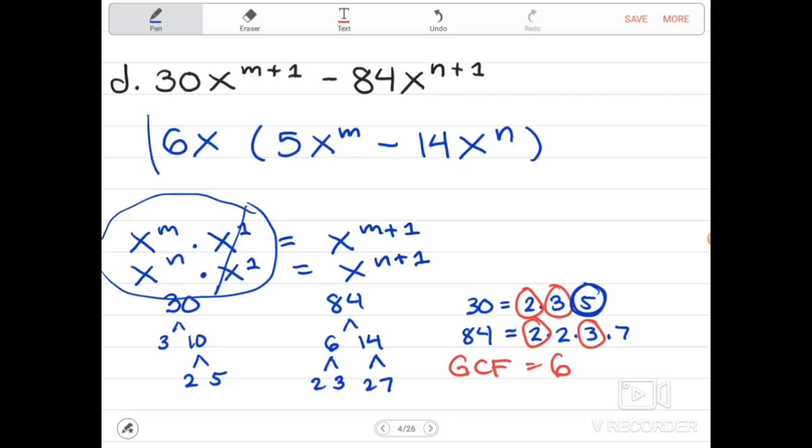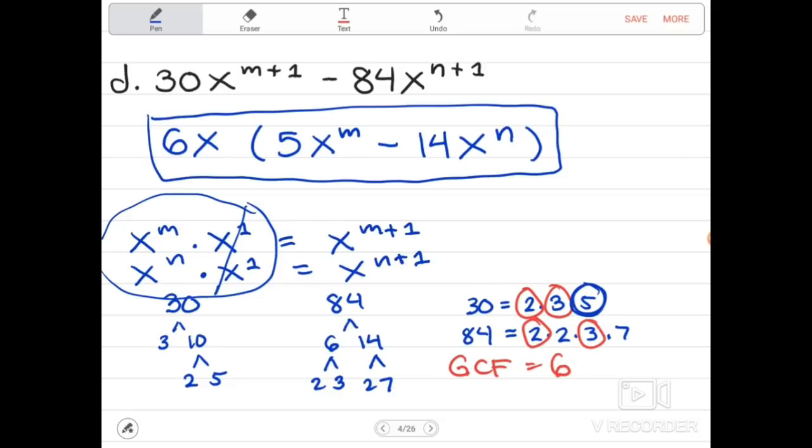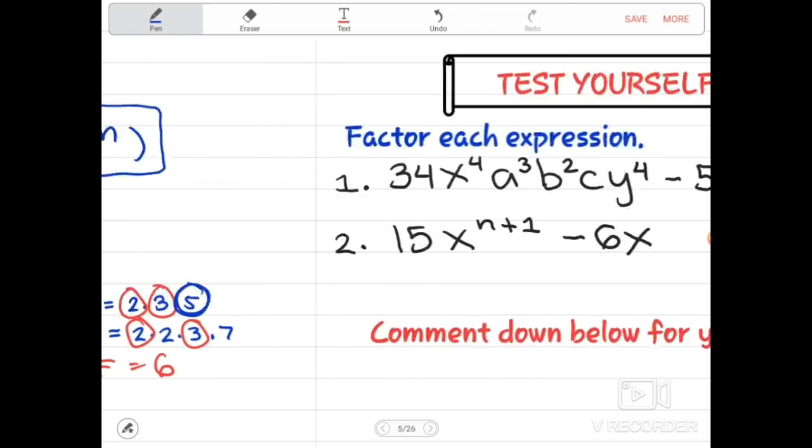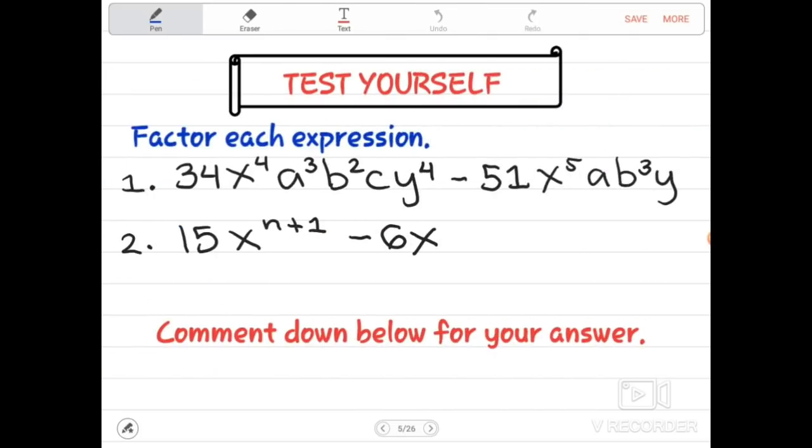So, as easy as that. Ganun lang kadali yan. This will be our common monomial factors. Okay? Nakita nyo naman from easy to average and difficult problems, no? So, ito na. Test yourself. Let us factor each expression.